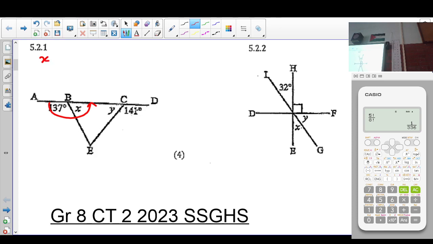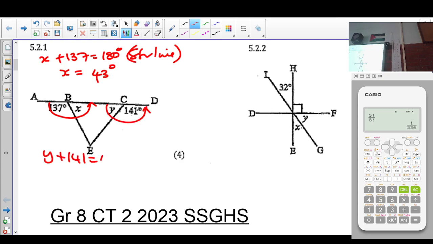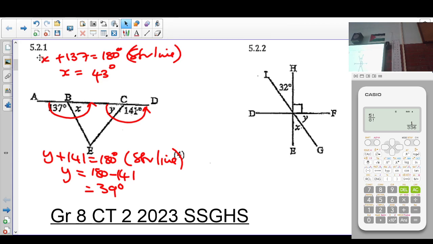Okay, so you've got x plus 137 is equal to 180, straight line. So x is equal to 180 minus 137, which is 43 degrees. Y plus 141 is equal to 180, straight line. So y is equal to 180 minus 141, which is 39. Is there any confusion? No.